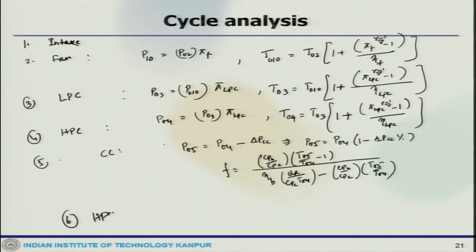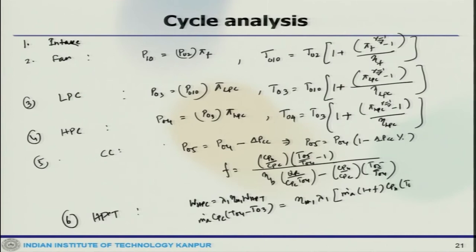Then we go to the HPT. So, the HPT is going to run the HPC. So, similarly with m dot A, we again assume W HPC would be lambda 1 eta M1 W HPT, which allows us to write m dot CPC, T04 minus T03, equals eta M1 lambda 1 m dot A, 1 plus f, CPH, T05 minus T06.